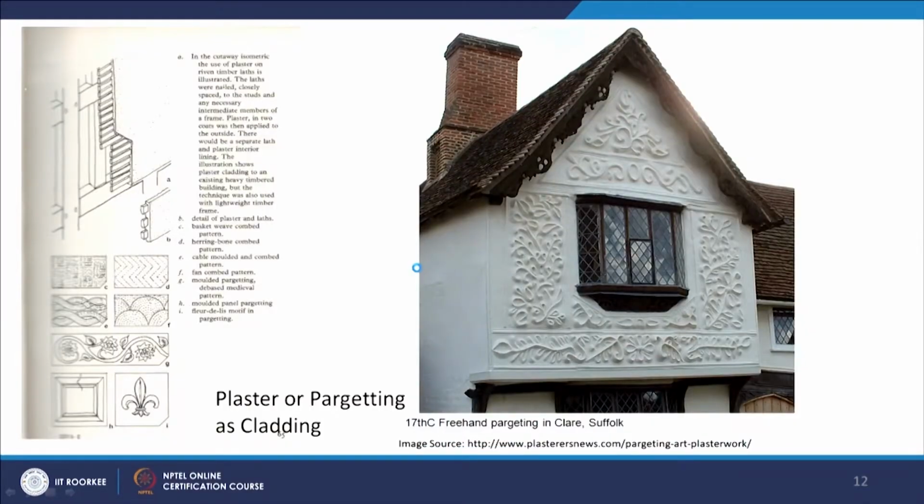And this is another one, plaster or pargetting as cladding. This is quite famous, especially in the Suffolk area, which you see quite often.